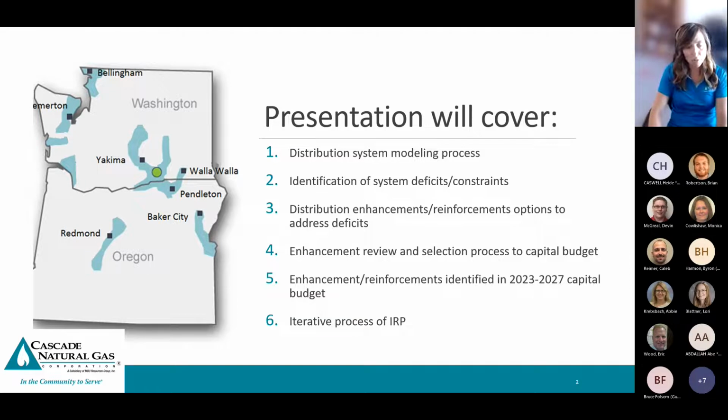Then I'm going to finish up and touch briefly on the iterative process of the IRP. And then we'll open it up for questions, but feel free as we go, if you have questions, let me know. I can't exactly see my screen, so if we have questions, just let me know, guys, on the team.